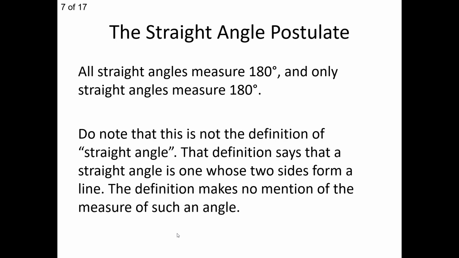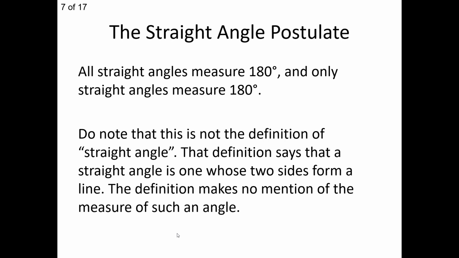Let's talk about the straight angle. The straight angle is one of those to which we give a property of measure. We give it a measure of 180 degrees. We're saying that all straight angles measure 180 and only straight angles measure 180. Again, we note that this does not say anything about the definition of straight angle, because in the definition of straight angle, we already know the inherent property is just that the two sides of the angle form a line. But when we give it that property of measure, that's going to be under something different. That's going to be under the straight angle postulate.